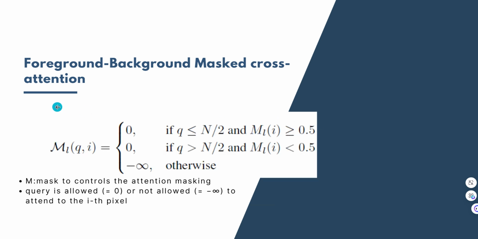Okay, and this is the mask definition. From above, if the condition is satisfied here, it will be the foreground, and if it's here, it will be the background. The negative infinity means that this object is not matching. So the mask is to control the attention masking, and the query is allowed, with 0, or not allowed, with negative infinity, to attend to the ith pixel.